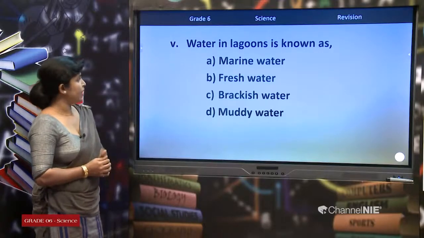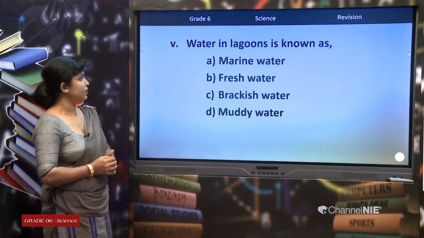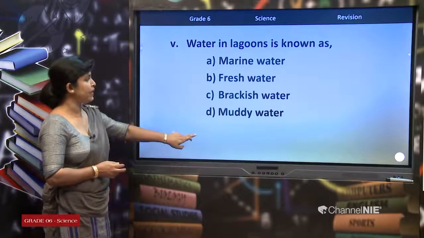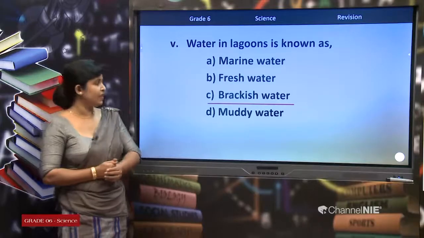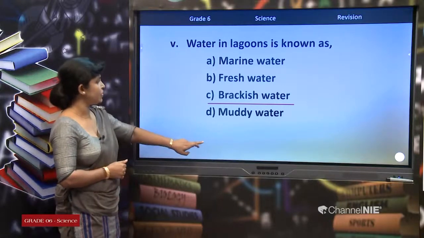When we think about the answer, the water in lagoons is known as brackish water, because we can find marine water in sea and oceans. Fresh water can be found in lakes and tanks. Brackish water can be found in lagoons and the muddy water can be found everywhere. Then the answer is C, brackish water.